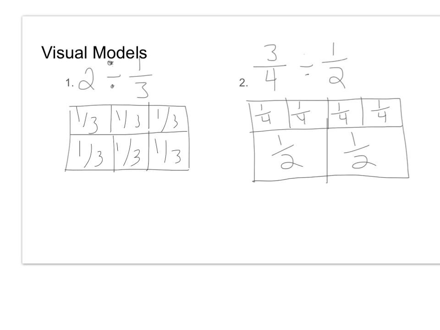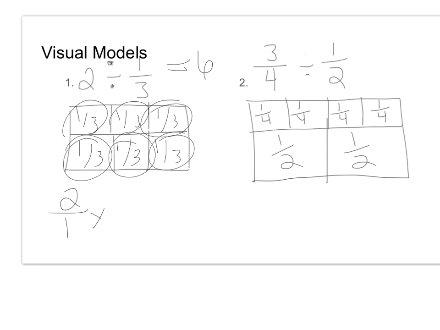So how many pieces are there then? There's 1, 2, 3, 4, 5, and 6. So our answer would be 6. If I did keep, change, flip, you would have gotten that answer of 6/1. You have 2 things and you're breaking them up into thirds, which will give you 6 pieces total.